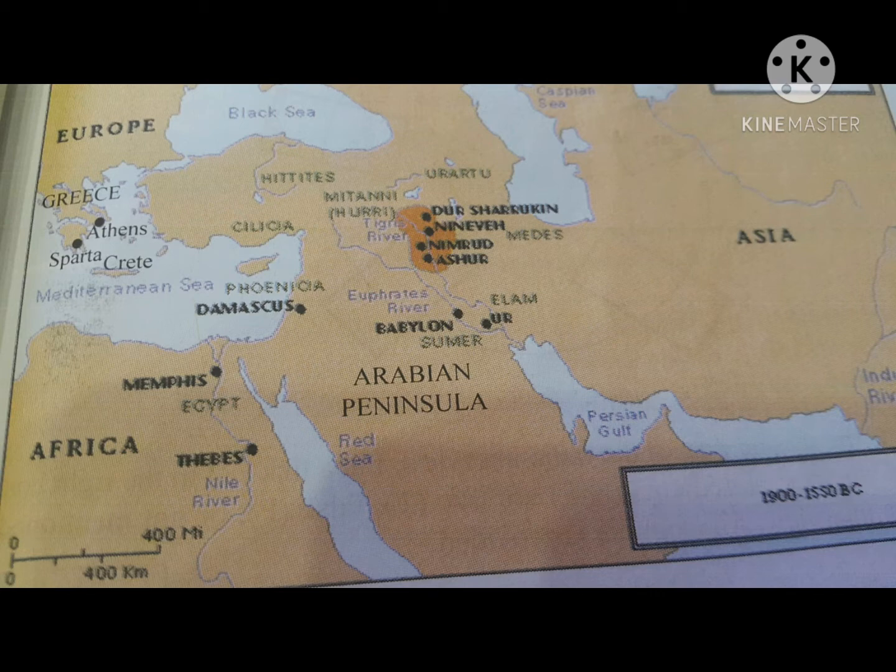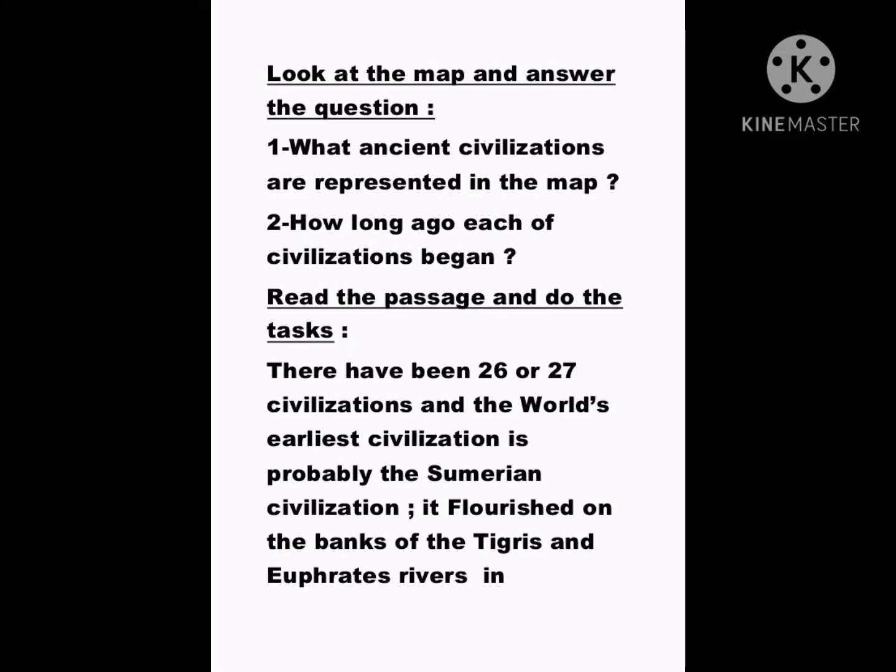These civilizations are located on these continents. So we take a look at the map and try to answer the questions. The first question: what ancient civilizations are represented in the map? Second question: how long ago did each of the civilizations begin? When you give me civilizations, try to give 2, 3 or 4 civilizations. Then read the passage and do the tasks.